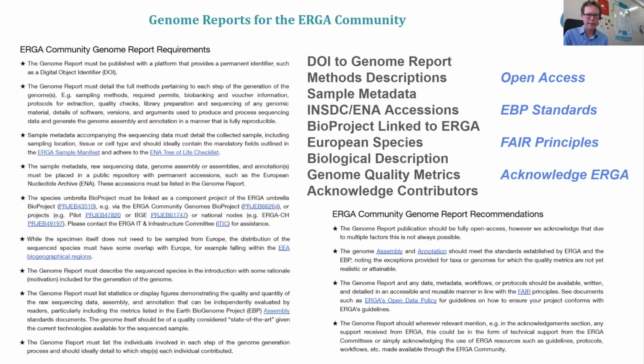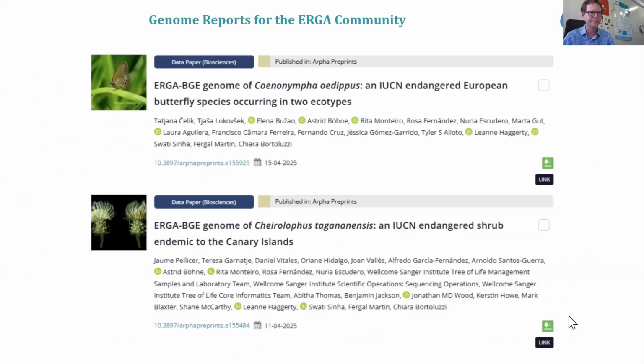We also really strongly recommend that the genome report and all the metadata and data workflows, etc., are adhering to FAIR principles as much as possible. And finally, we recommend that the genome report should, wherever relevant, mention, for example, in the acknowledgement section, any support that has been received from ERGA. So whether that's the use of SOPs or guidelines or even interactions with the committee, that somehow appears in the acknowledgement section.